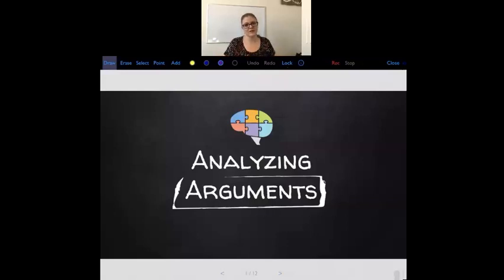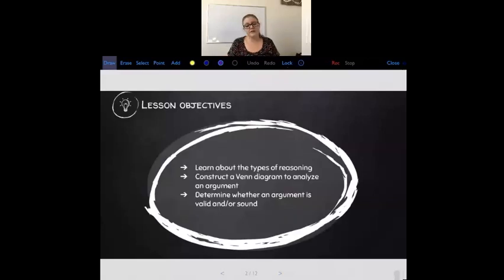In this lesson, we're going to go over analyzing arguments. Specifically, we'll learn about the two different types of reasoning, construct a Venn diagram to analyze an argument, and determine whether an argument is valid or invalid or sound and unsound. This lesson combines what we've talked about previously with logic and logical fallacies, as well as Venn diagrams.